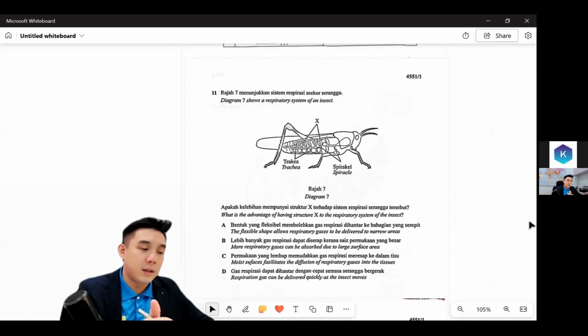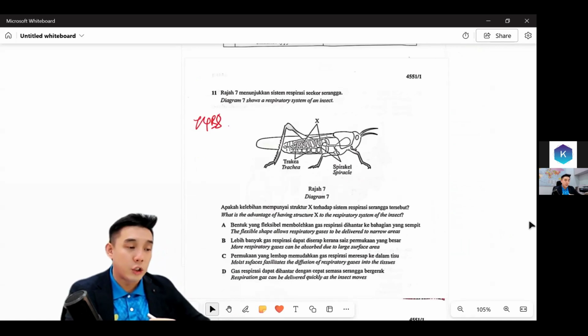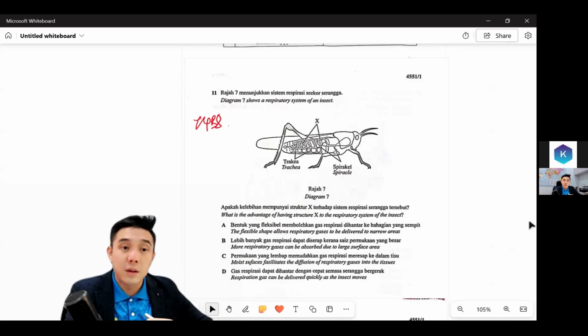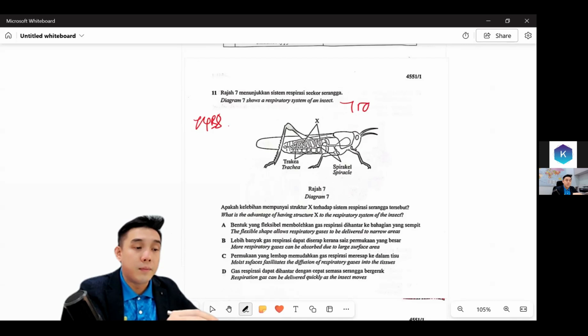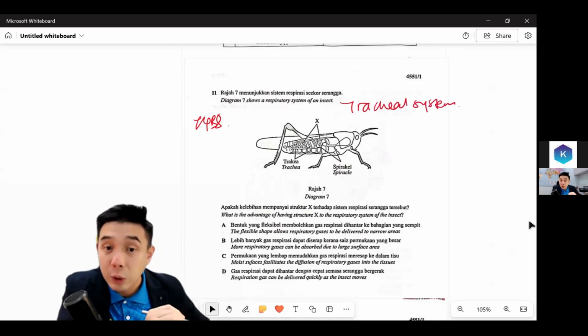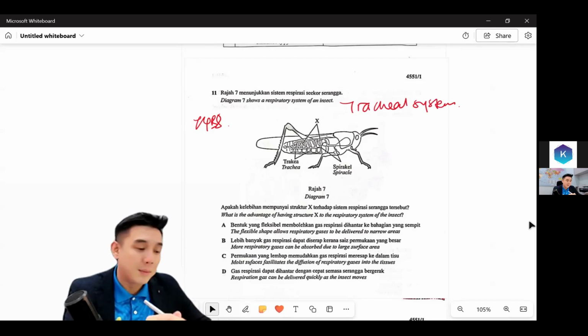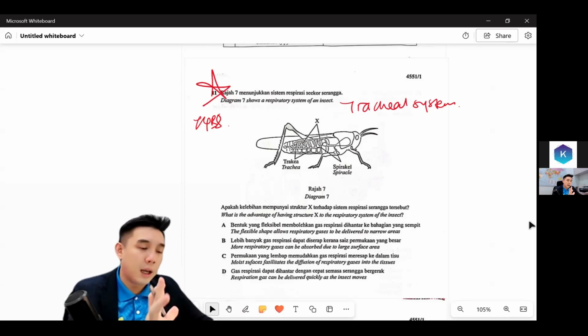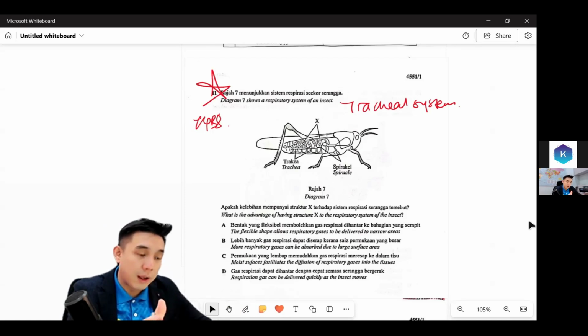11, the insect. Meaning from Form 4 Part 8. What is the advantage of having structure X? Structure X, guys, is a tracheal system. For insects, their respiratory system is quite unique. There's a special name, the tracheal system. They seldom ask this, but I think it's a good question. What is the advantage of having trachea? Gases can be delivered much more quickly, guys.